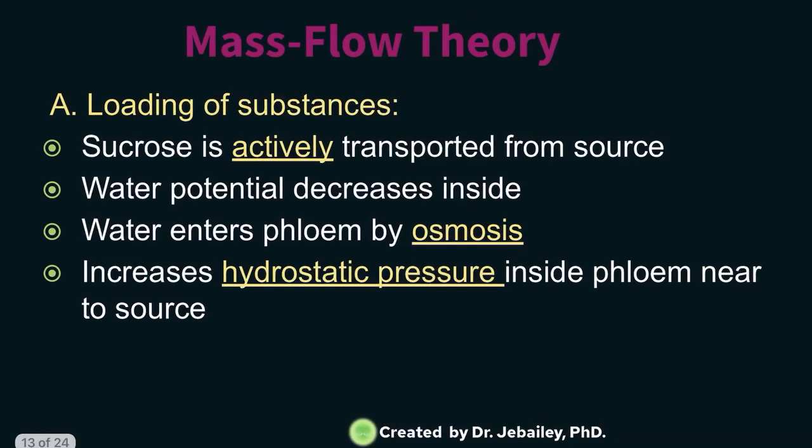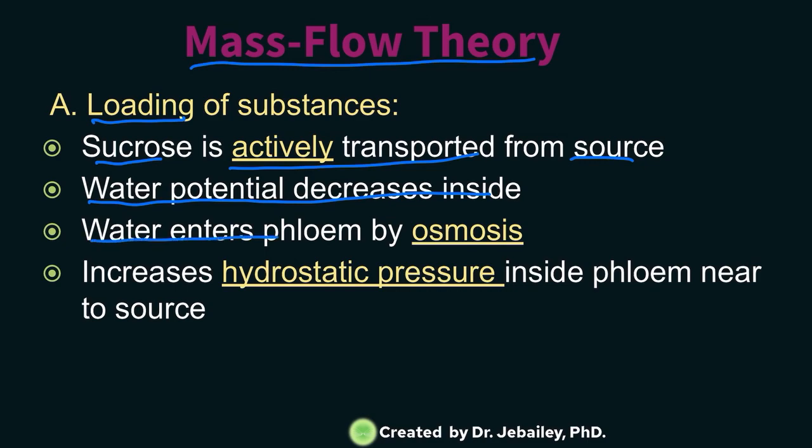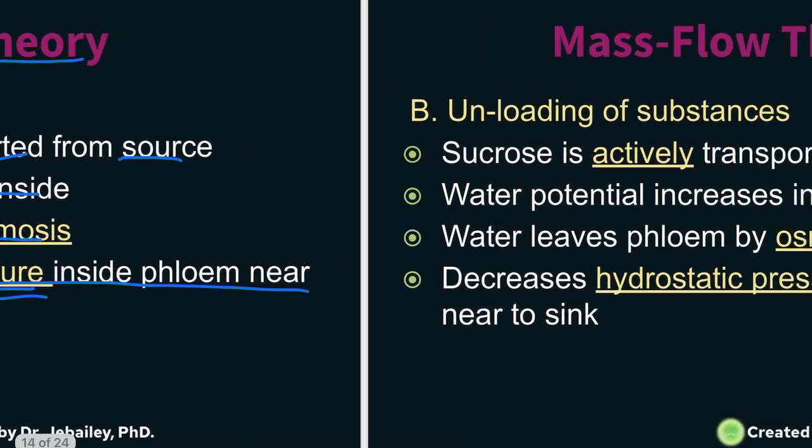So again, now it's not pictures. I have it written, so it makes more sense. When I say mass flow theory, that's basically translocation. When I say loading, that means I'm putting the substance somewhere. So sucrose is actively transported from the source, water potential decreases inside, water enters the phloem by osmosis, increasing hydrostatic pressure inside the phloem near the source. Now, when I say hydrostatic pressure, it is the pressure that the water is putting there. And that pressure is what pushes the sugar to go down.